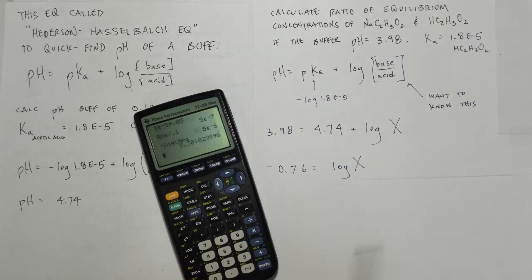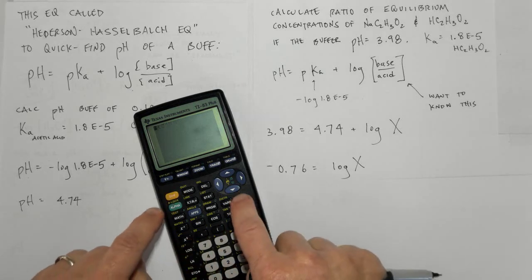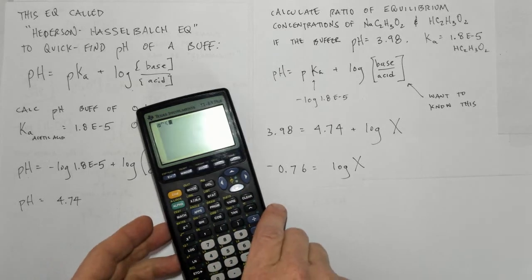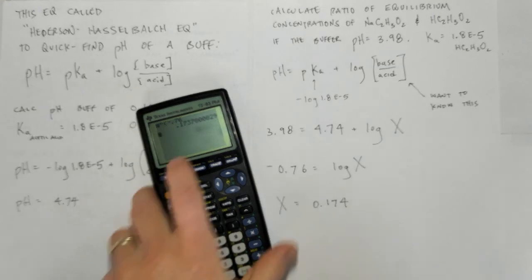And if you forgot how to do this on your calculator, to undo this logarithm, I would use the 10 to the x key. So 10 with a little caret, and then I'd put in the negative 0.76, and I should end up with 0.174. That's my ratio of base to acid concentration.